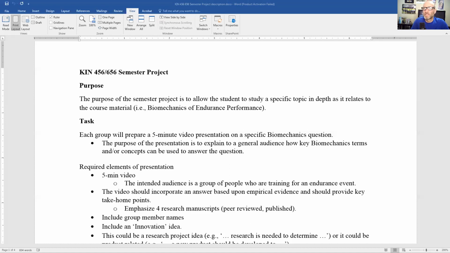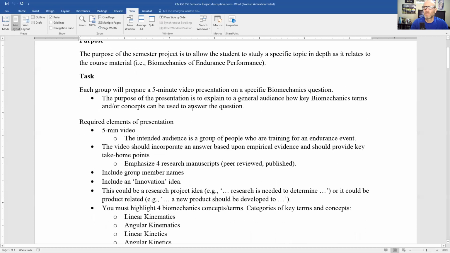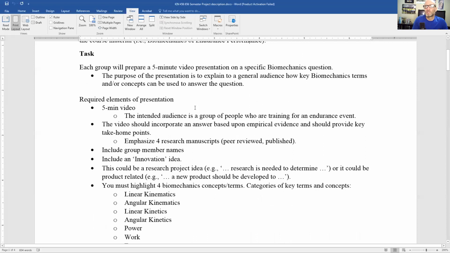The purpose of the presentation is to explain to a general audience, a community member, how key biomechanic terms and or concepts can be used to answer a particular question. A secondary purpose is I'm going to build in some innovation ideas into your presentation. So, required elements of the presentation.